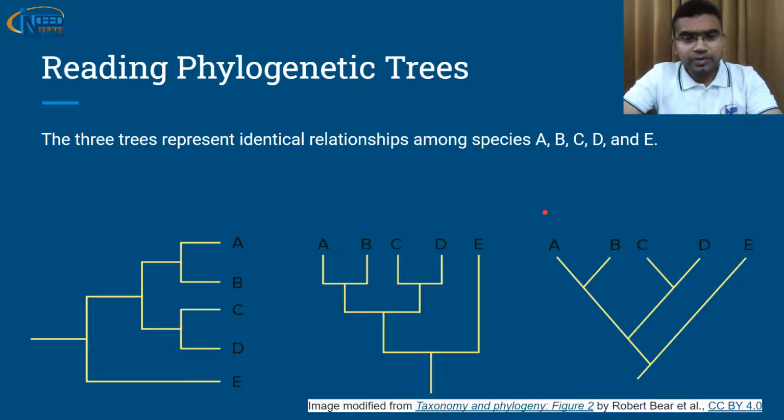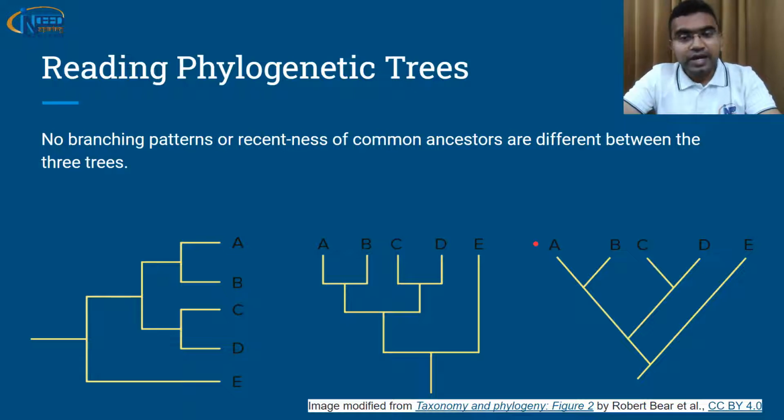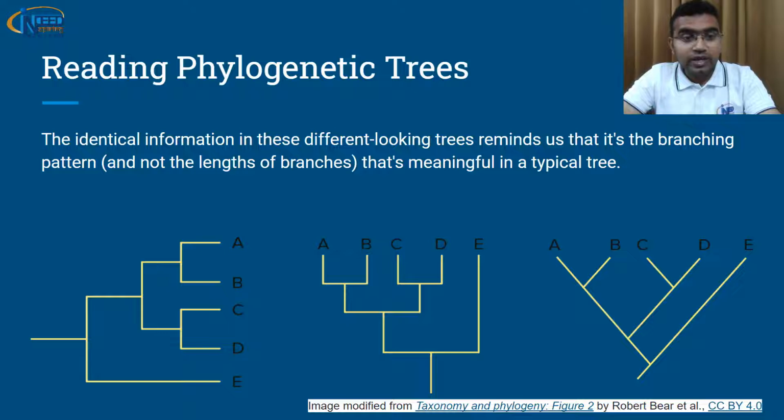Now, these trees represent identical relationships because you can see how the branching is done and how the split has taken place. So there is no difference. Although the shape of the tree is different, the kind of relationships A, B, C, D, E are showing are the same and identical. There is no difference between them. Therefore, we will conclude that the branching pattern is the same and therefore they are the same.